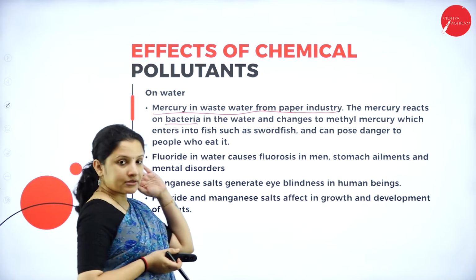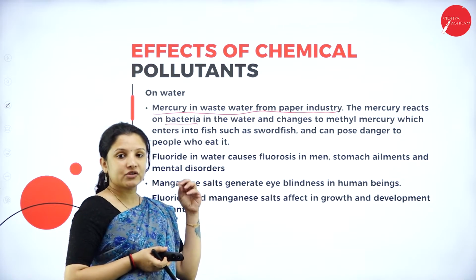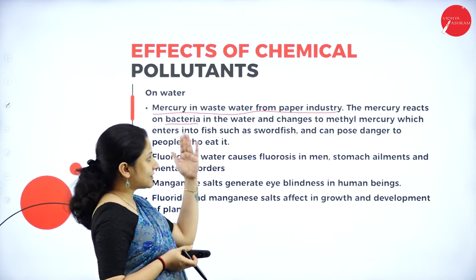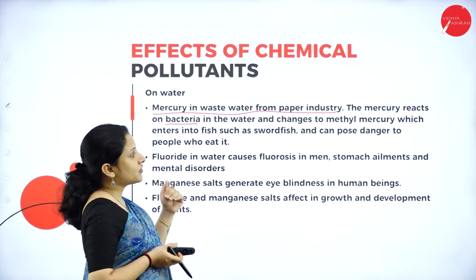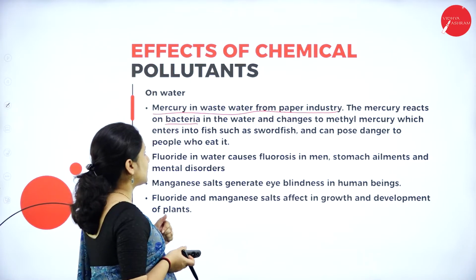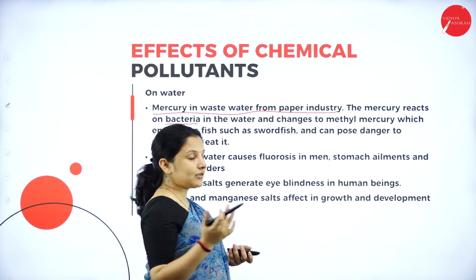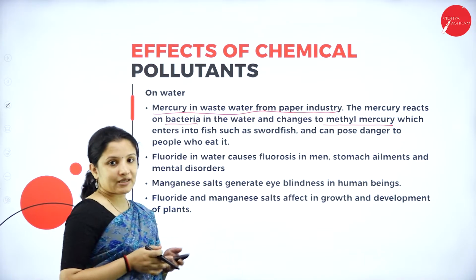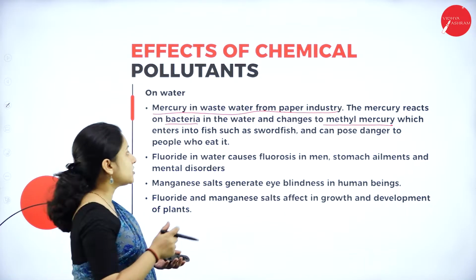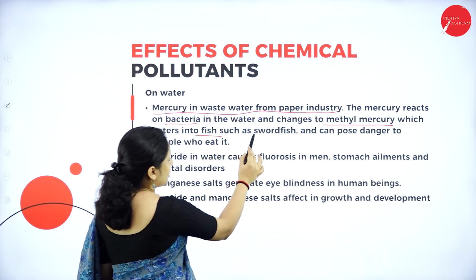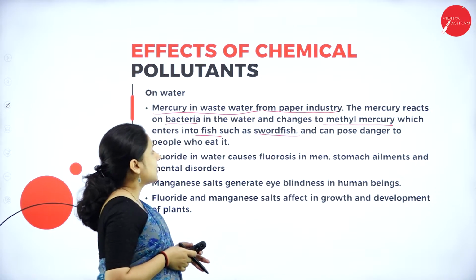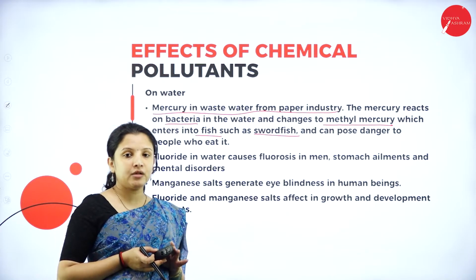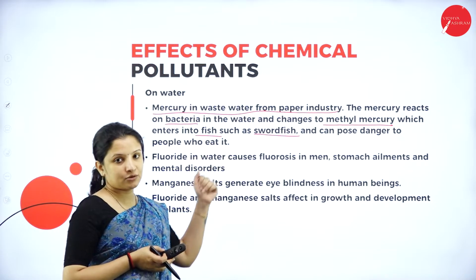Similarly, mercury, which is one of the toxic chemical pollutants released into the water, can react with the bacteria present in the water and get converted into methyl mercury. Now, this methyl mercury can enter fishes such as swordfish, and cause severe health issues in people who consume these swordfish.